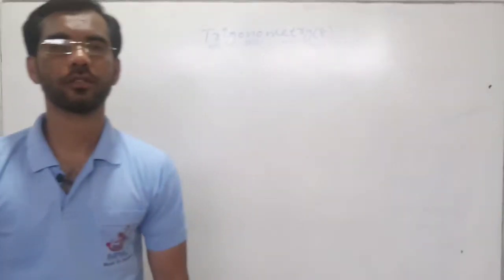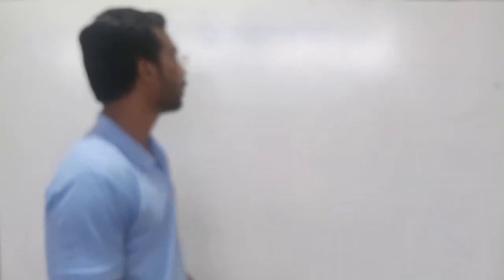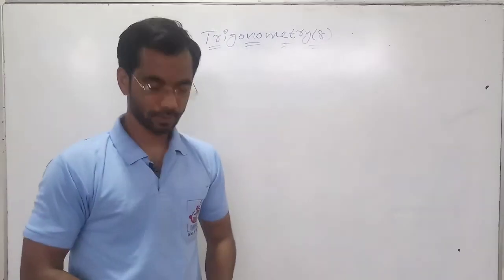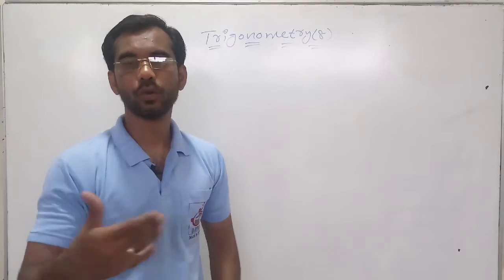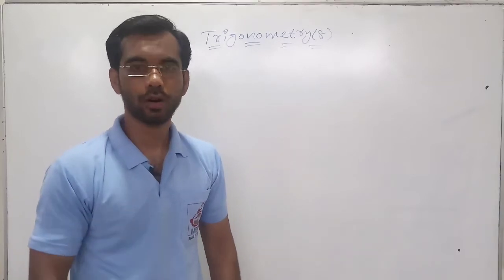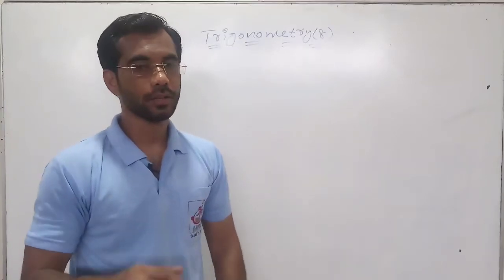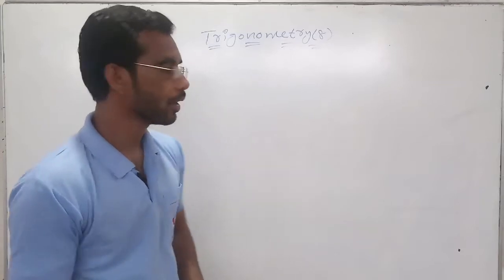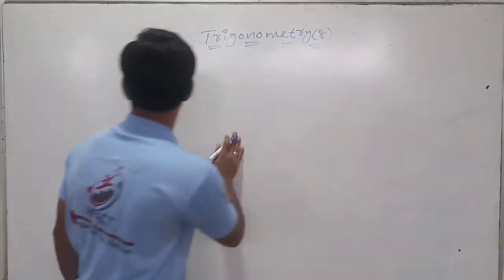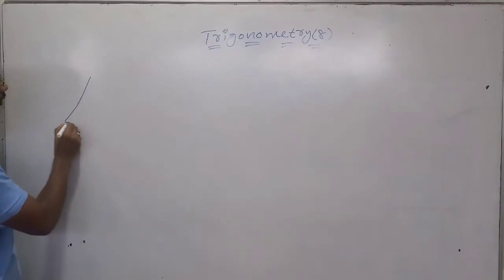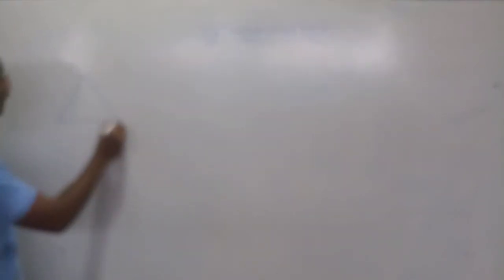Hello my dear students, today we are going to see trigonometry part 8, in which we will see how the sine, cos, tan, cot, cosec and sec of 60 degrees will form. Okay. Now for this what we have to do, we should take an equilateral triangle.